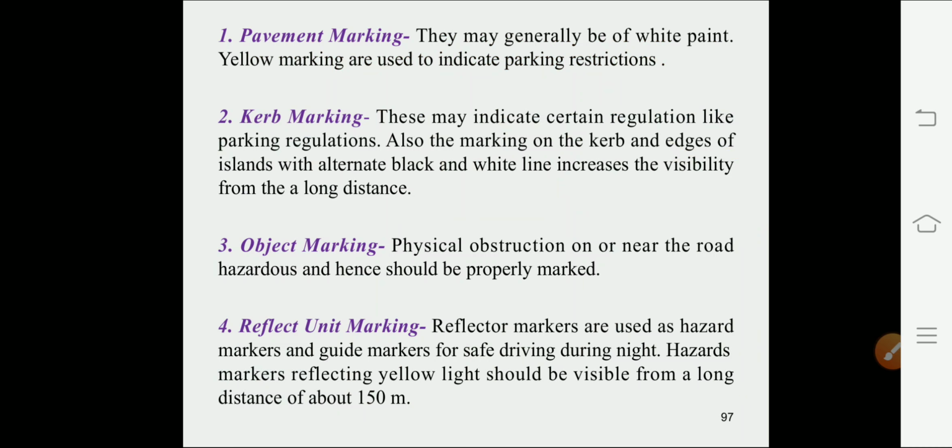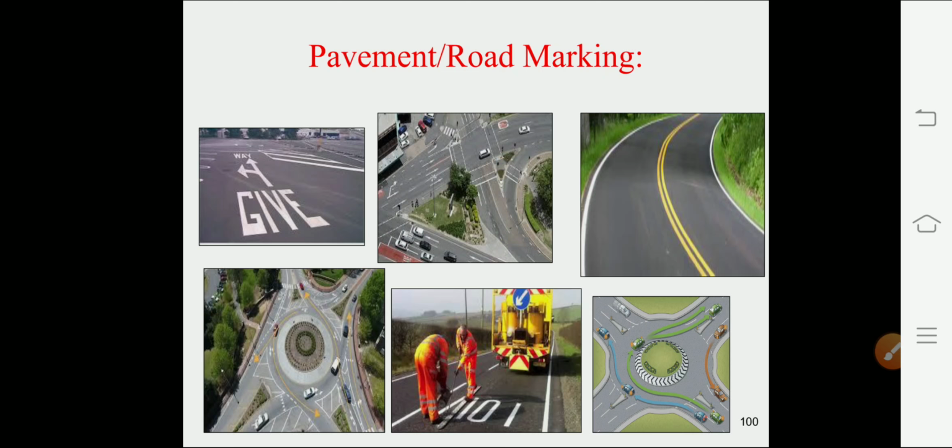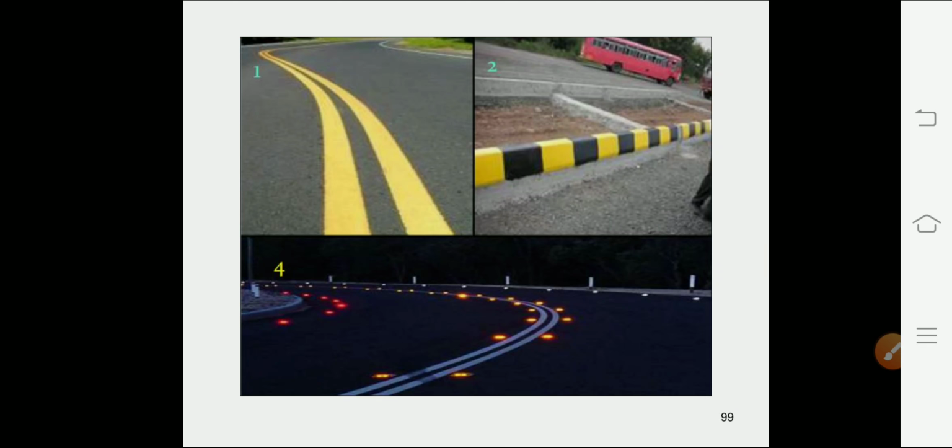Hazard markers reflecting yellow light should be visible from a long distance of about 150 meters. So likewise for this last, second bottommost figure, you can see that it is properly guiding the vehicle during the night time by properly reflecting the light.